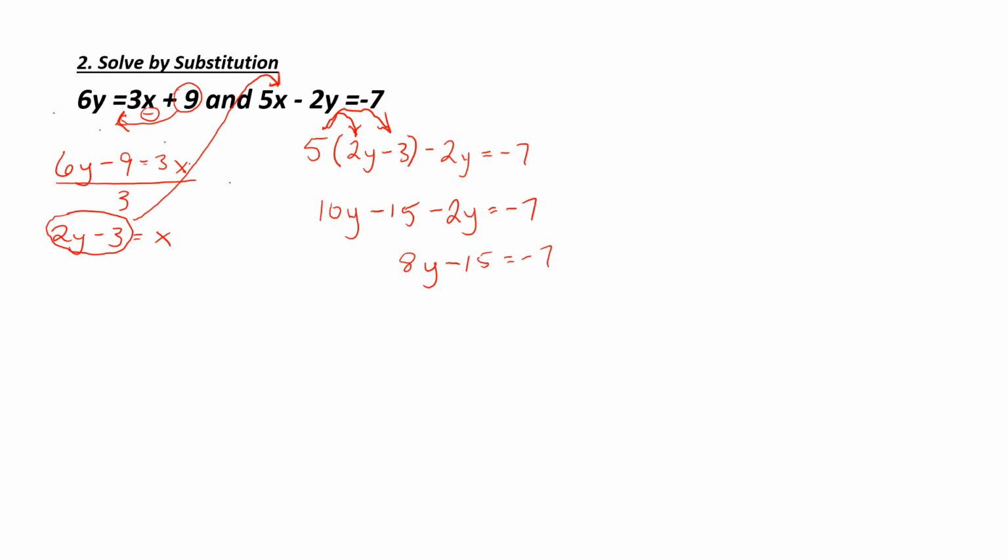I now need to get y alone, so I'm going to add 15 to both sides. I now have 8y equals negative 7 plus 15 is positive 8. I want to get y alone, so I divide both sides by 8, giving me an answer of y equals 1. I now need to find x because my solution requires both x and y. So I pick my equation that's easiest to work with to find x.